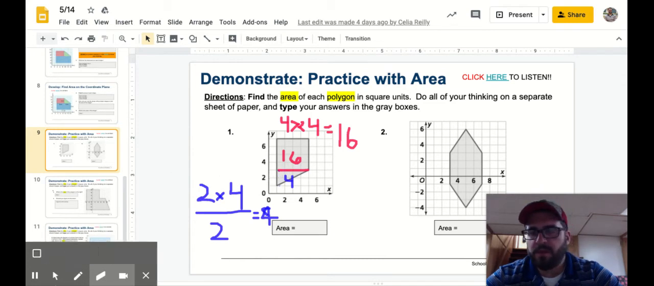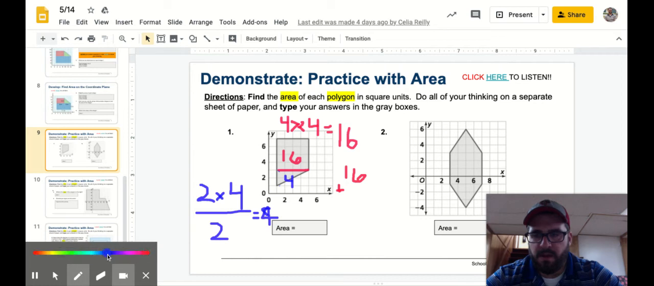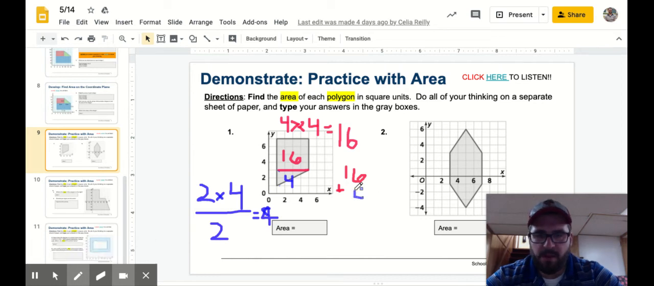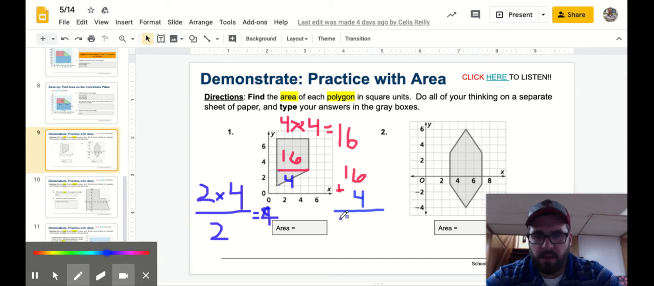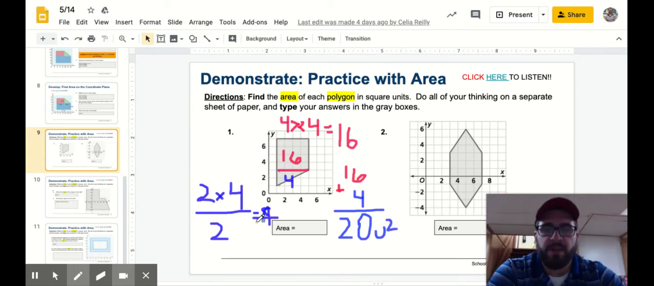So anyway, now we have an area of 16, and we add it to the area of the triangle. And we get a total of 20 units squared. All right, so we get a total of 20 units squared.